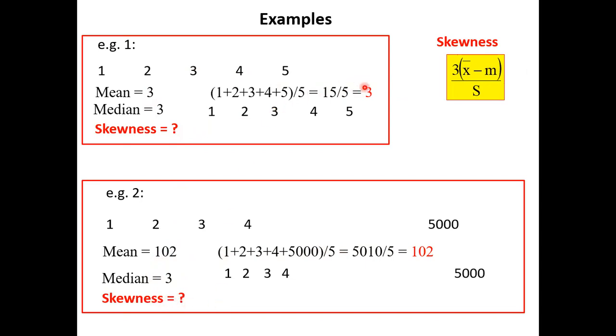So when the mean and median are similar, data are symmetrical. When the mean and median are very far apart, this data will be asymmetrical. You can see from this formula. Any questions so far?